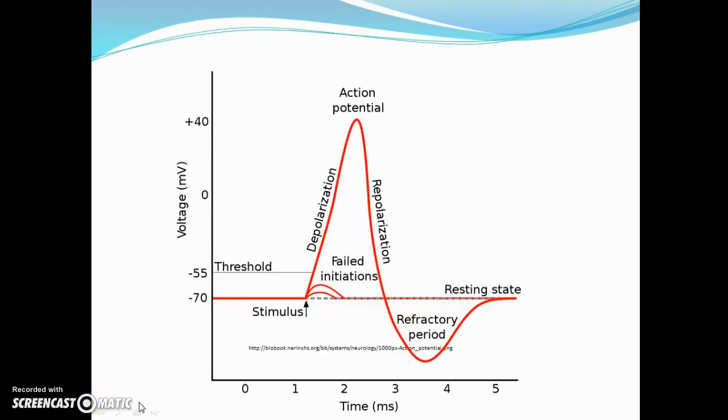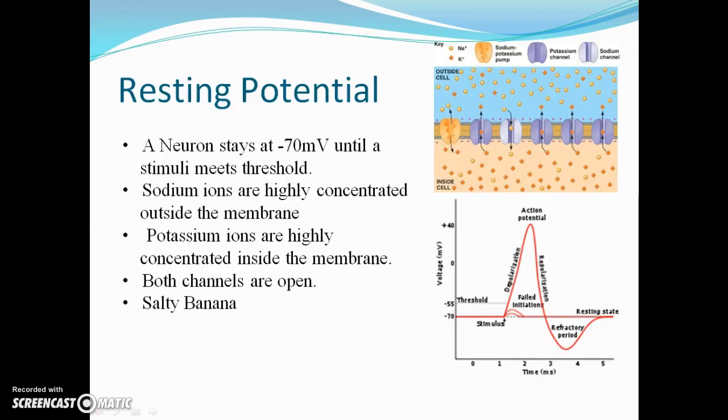Alright, this is a basic graph of what an action potential looks like. There are four main stages in an action potential. First, there's the resting potential, then depolarization, repolarization, and then the refractory period. The first stage is called resting potential. During resting potential, the voltage stays at negative 70 millivolts, and it stays in this stage until the threshold is met.